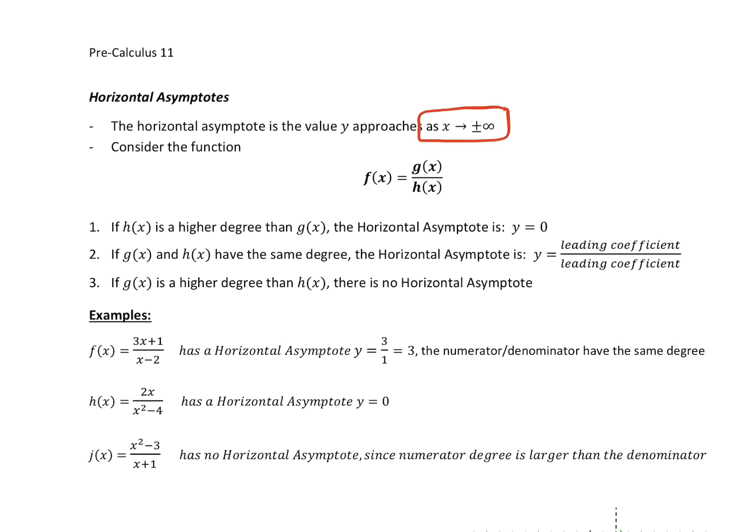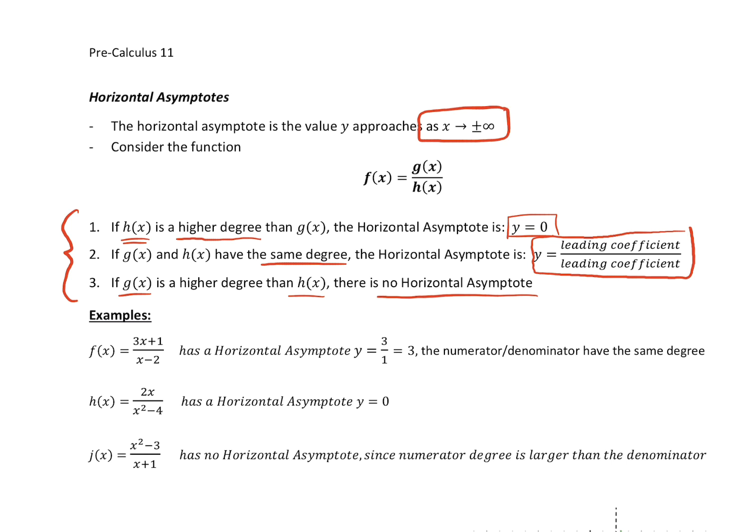So there's a little shorthand to this, and it's this. You see here you have g of x on top and h of x on the bottom. If the denominator has a higher degree than the numerator, the asymptote is 0. If the numerator and denominator have the same degree, you divide their leading coefficients. I'm going to show you examples of all this. But if g has a higher degree than h, if the numerator has a higher degree, you have no horizontal asymptote.